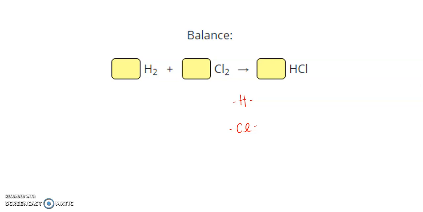And what we want to do is get the same number of atoms of every element to be the same on both sides. That means the same number of H's over here and over here. Same number of Cl's here and here.